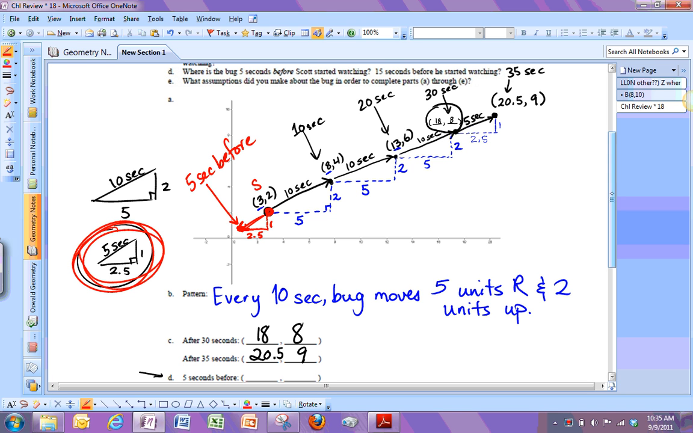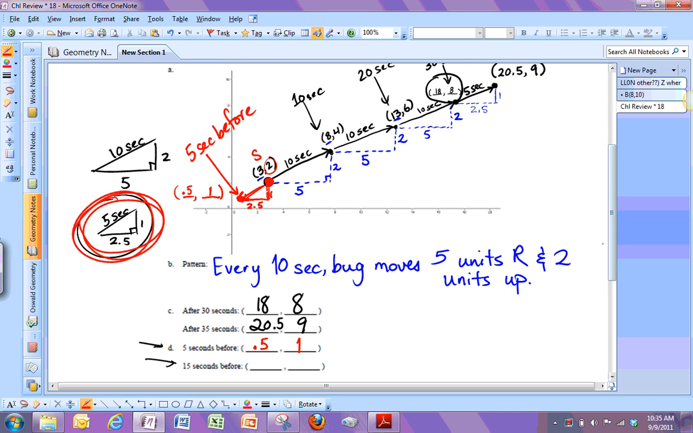Okay, well 5 seconds before, if we were at 3.2 and I drop 1, then the y's are going to change. So I was at 2, I drop 1, I'm going to end up at 1. If I was at 3 before and I go backwards 2.5 units, now I'm at 0.5. So 5 seconds before, 0.5, comma 1.